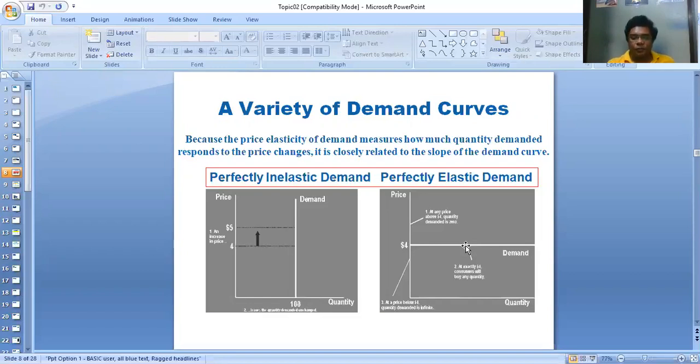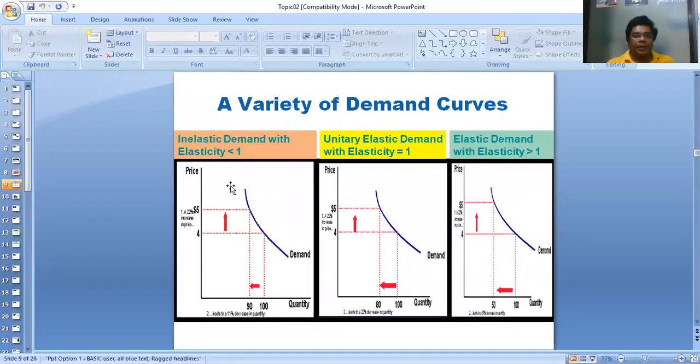All right. Next one, relatively inelastic demand. Look here, price has changed more than quantity. And in the unitary elastic, both price and quantity have changed equally. Next one, relatively elastic demand. In this case, quantity has changed more than the price. All right. Now, we can show all the values of PED along a demand curve.